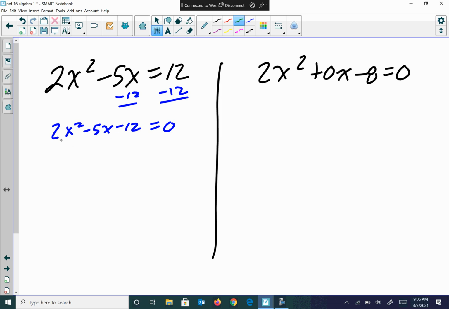If my lead coefficient is a number, great, it is a number, it's a 2. So I'm going to multiply those two together. So negative 12 times 2 is negative 24. We learned a long time ago that when I multiply two numbers together to get a negative, one has to be positive, one has to be negative. Hey friends, what two numbers could I multiply together to get negative 24, one being positive, one being negative, and add together to give me negative 5?